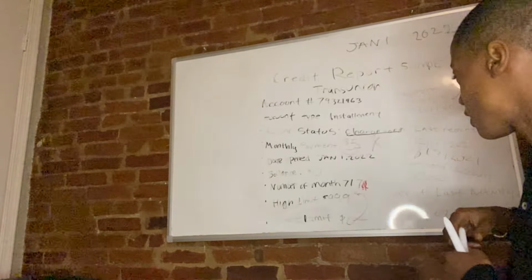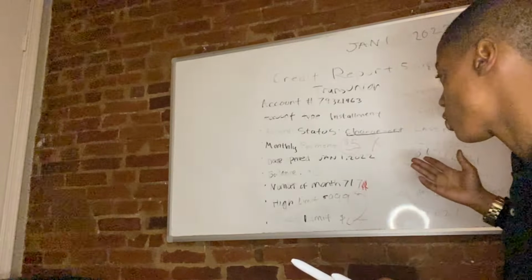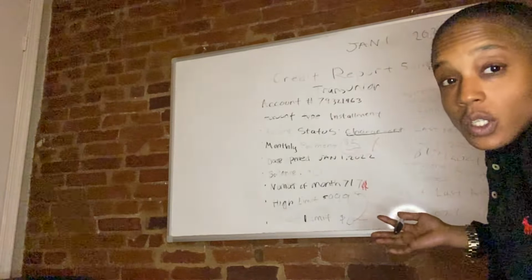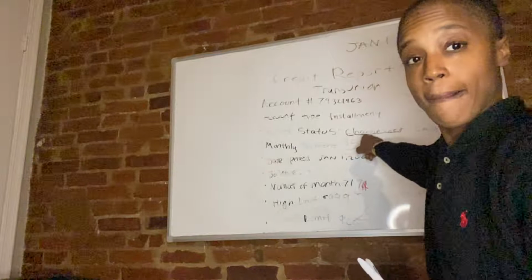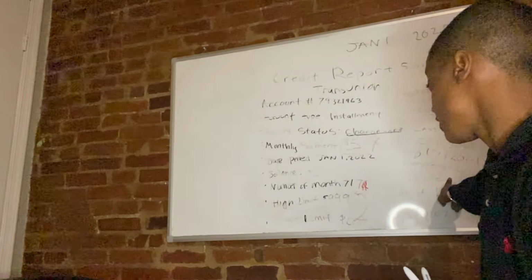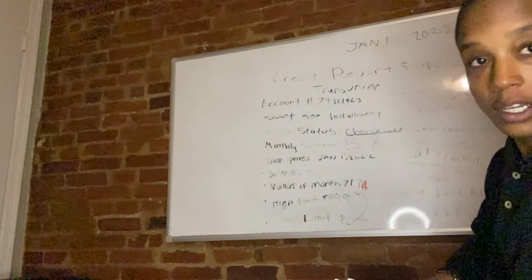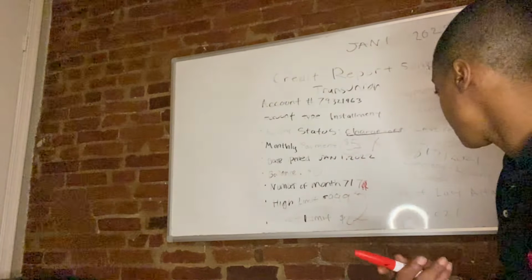Now, comment section, you have closed account. Okay. The account should say it's closed because it is a charge off. So the account status should say closed. If this account status said open, we'd be using a red pen, right?